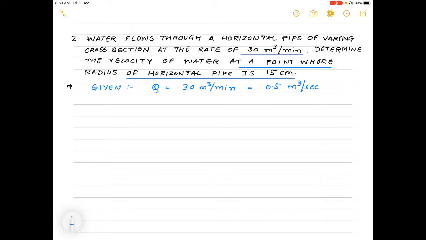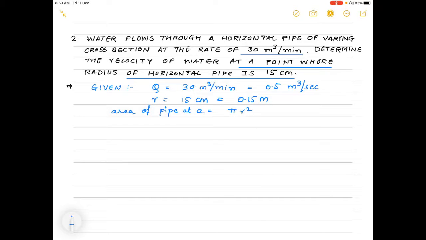Now the second thing which is given to us is radius r, which is 15 centimeter, which equals 0.15 meter. So again we can write down area of pipe at point A is equal to pi r square, that we know.